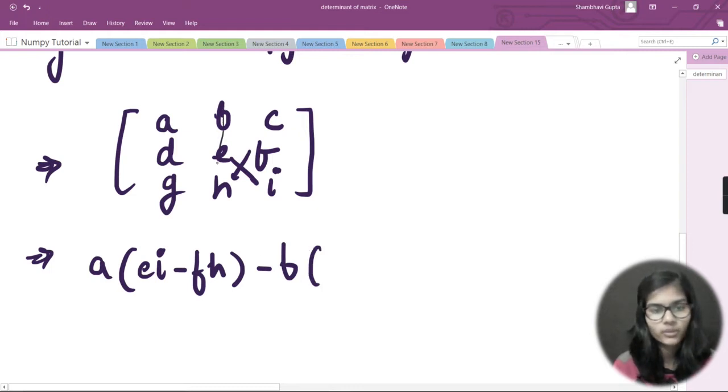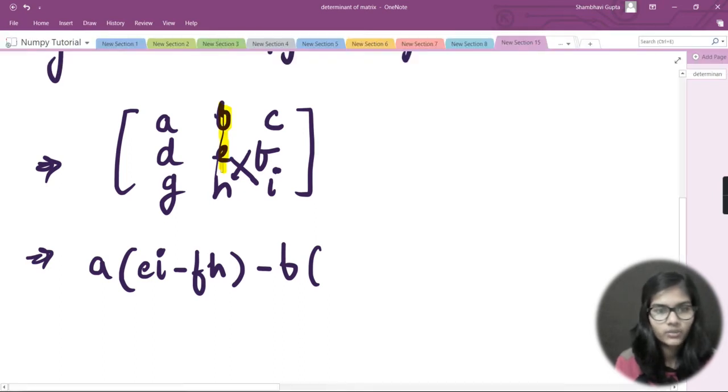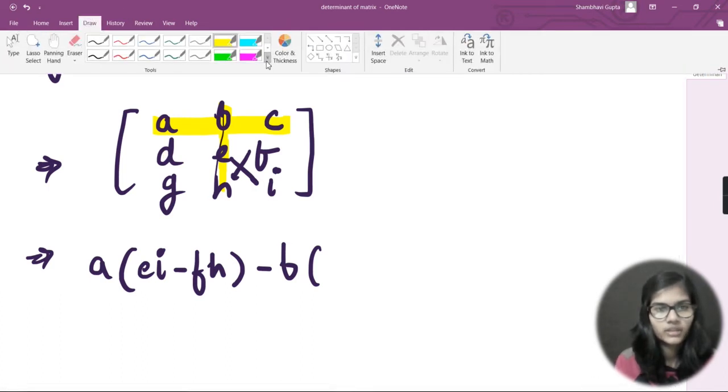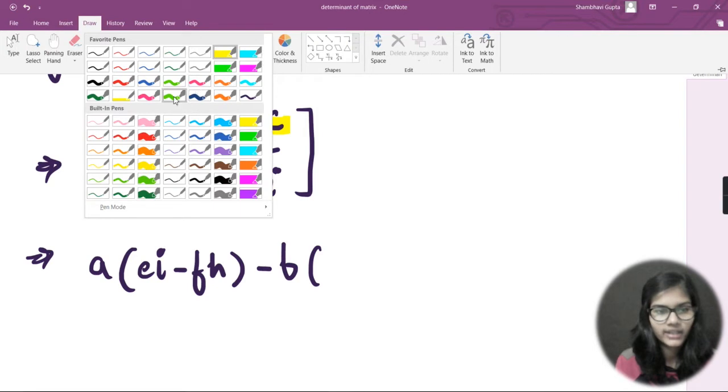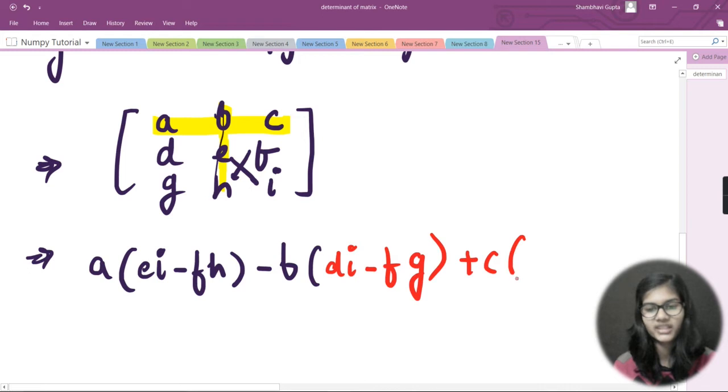Now for minus, let me take a highlighter. Fine. So what I would do is remove this line and this line. Now I would multiply D, I and F, G. So let me take any fine color that is present here itself. So I would multiply DI minus FG. What else do I have? C. So I will put a plus C.